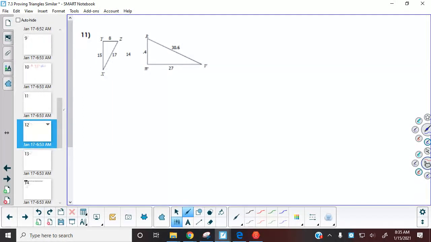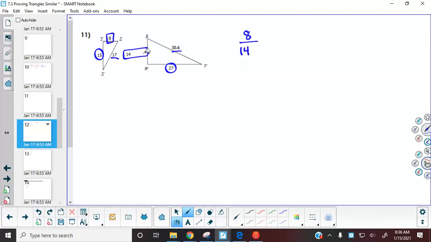So let's take a look at number 10. Be careful with number 10. There is a weird way that this printed. This is actually all one length, this 14.4. That's our shortest side in that triangle. So 8 is our shortest side here. 17 is our longest. 30.6 is our longest. And then we have 15 and 27.